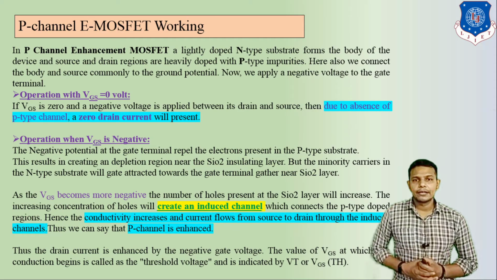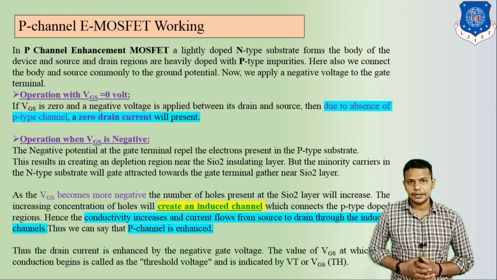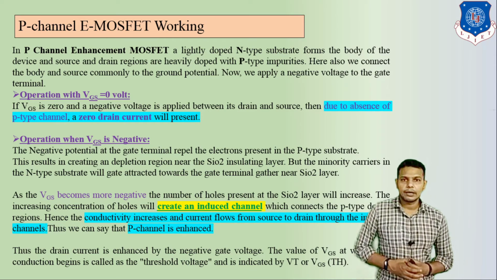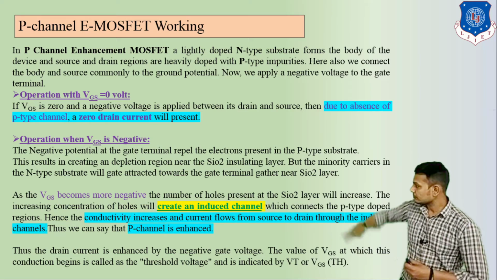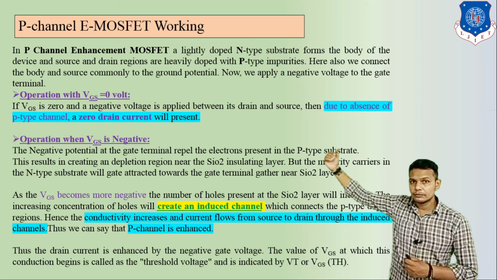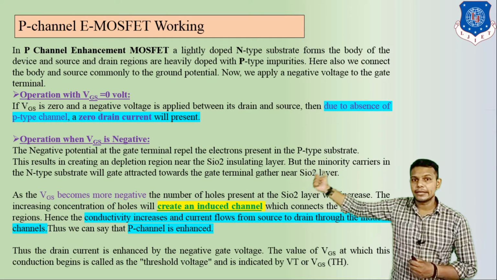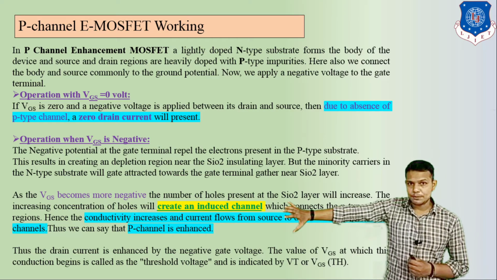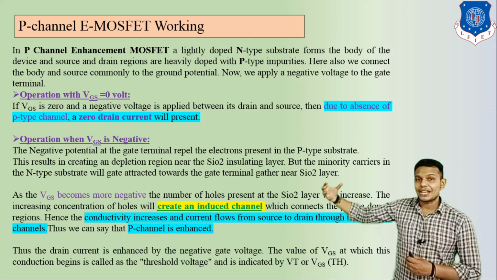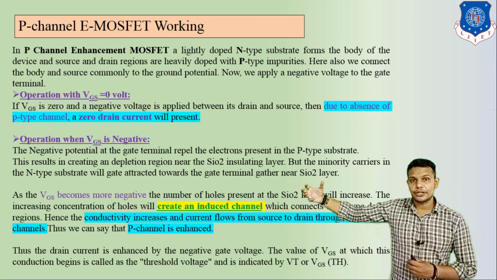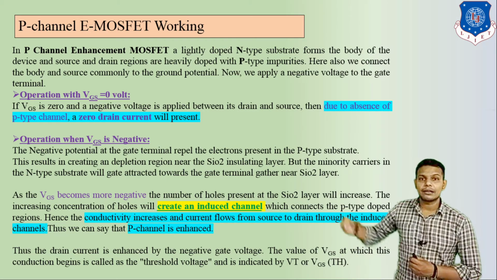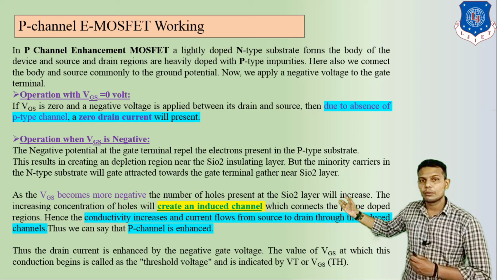If we apply VGS on the negative side, what happens if we apply VGS more and more negative? Due to the negative terminal, minority carrier charges present in the N-type substrate are attracted towards this terminal. Which are the minority carrier charges in an N-type substrate? Obviously, they are holes. So holes are attracted towards the negative polarity.